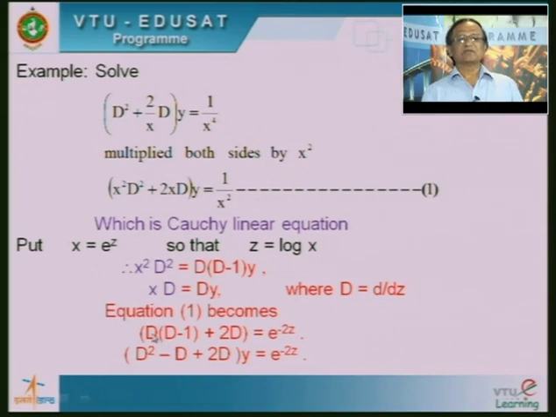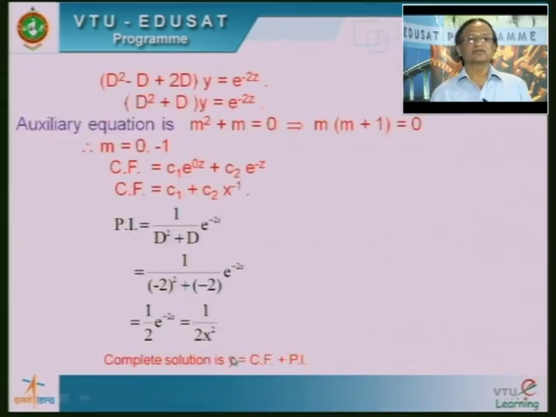So, equation 1 becomes d into d minus 1 plus 2 into d is equal to e to the power minus 2z. Actually, here I should write y. So, simplify: d into d, d square minus d plus 2d into y is equal to e to the power minus 2z. Now, you can find out the auxiliary equation. Before that, if you simplify, I hope after simplification I can obtain d square plus d into y is equal to e to the power minus 2z.